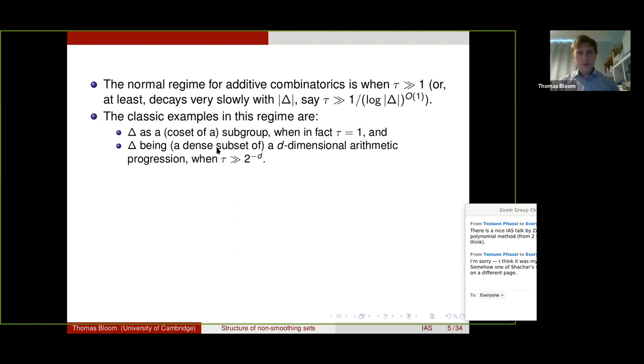The classic examples of sets that occur are when delta is a subgroup or a coset of a subgroup, when actually tau is equal to one. And also an arithmetic progression of low dimension or a dense subset of that. So in particular, if delta is a dense subset of a d-dimensional arithmetic progression, then tau is at least say 2 to the minus d. So if d is constant, then that's also greater than one.